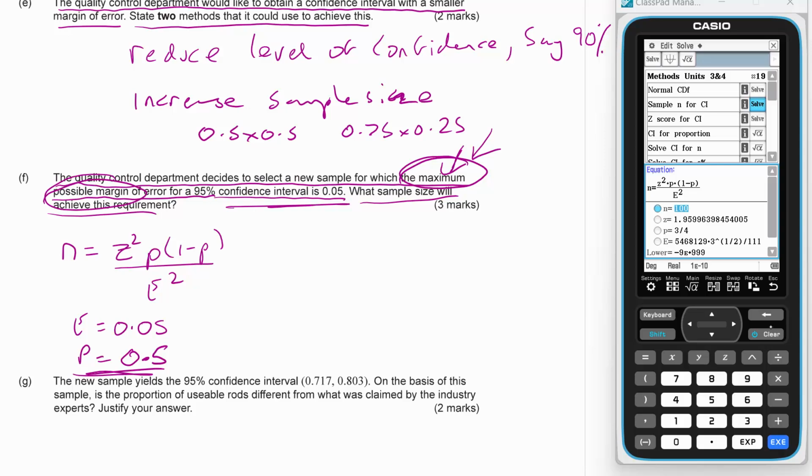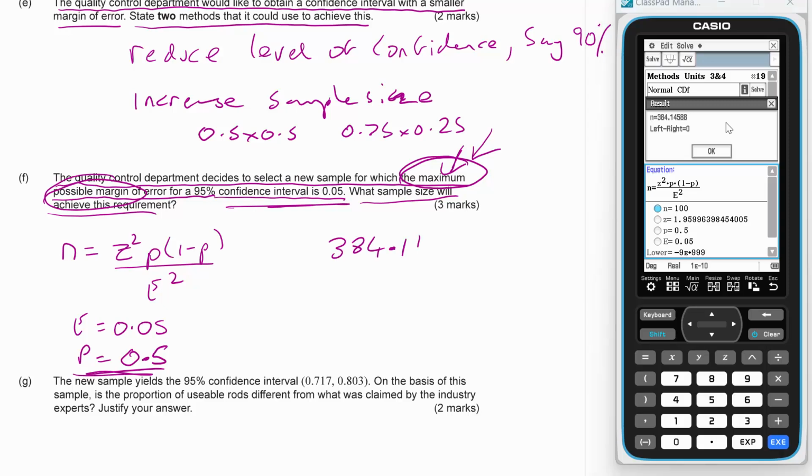And so what should we do? We're solving for N. We're going to put P equal to 0.5 and our E, we're going to make that equal to 0.05. Solve for N. And we get 384.14. And always round up in this situation, N is 385.